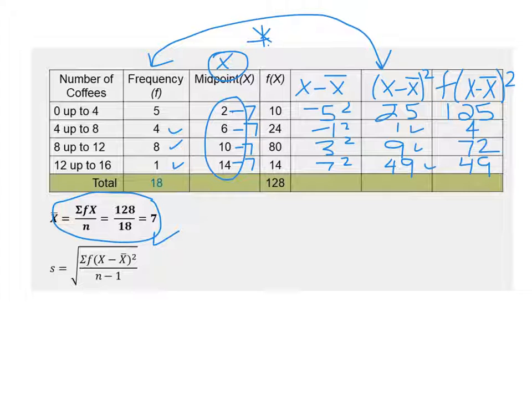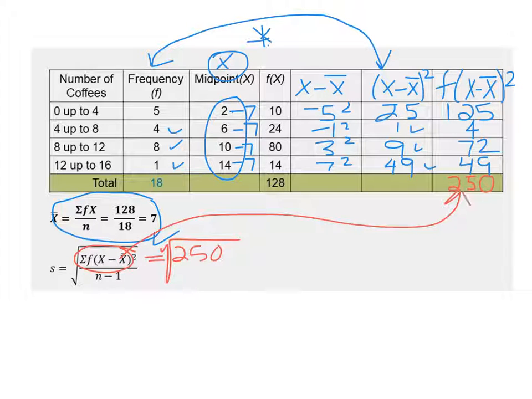Our next step is to add those values together in that column, and that'll give us a value of 250. Our next step is to take our 250 and substitute it down here. So the sum of f times (x minus x bar) squared is actually this value. Divide it by n minus 1, so we had 18, so 17.